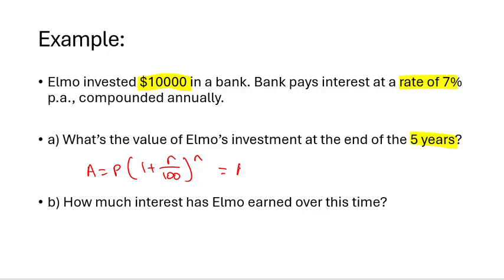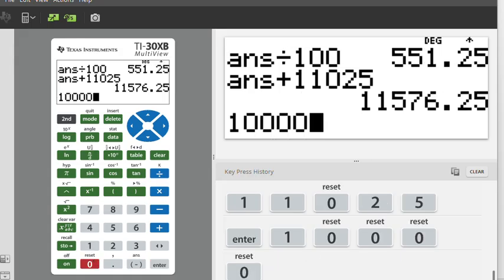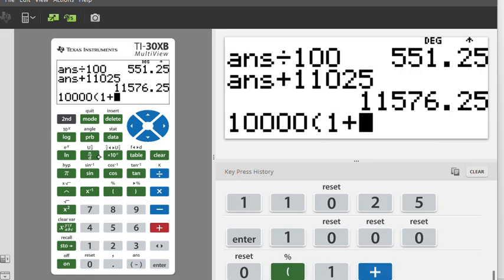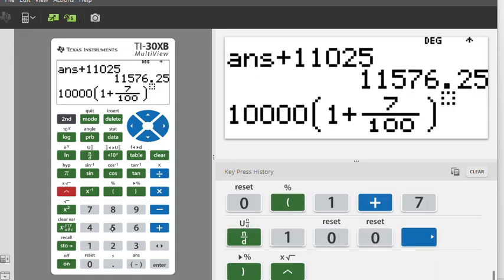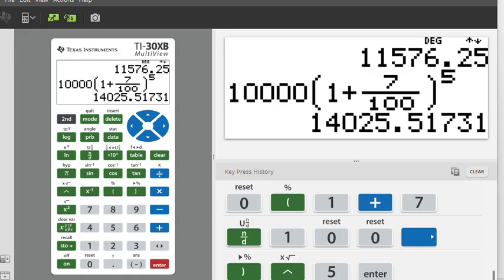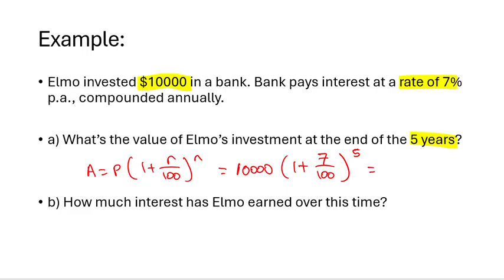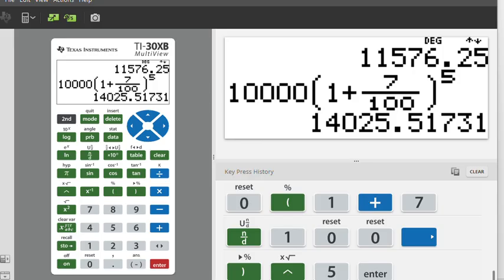Now we know that P is 10,000. I know my R is 7%, so I'm just going to do 7 over 100. And then the compounding will be over 5. And if you just type this exactly into your calculator, 10,000, 1 plus 7 over 100, and then you close brackets to the power of 5, you will end up getting 14,025.52 cents. Let's just double check that. Yeah.